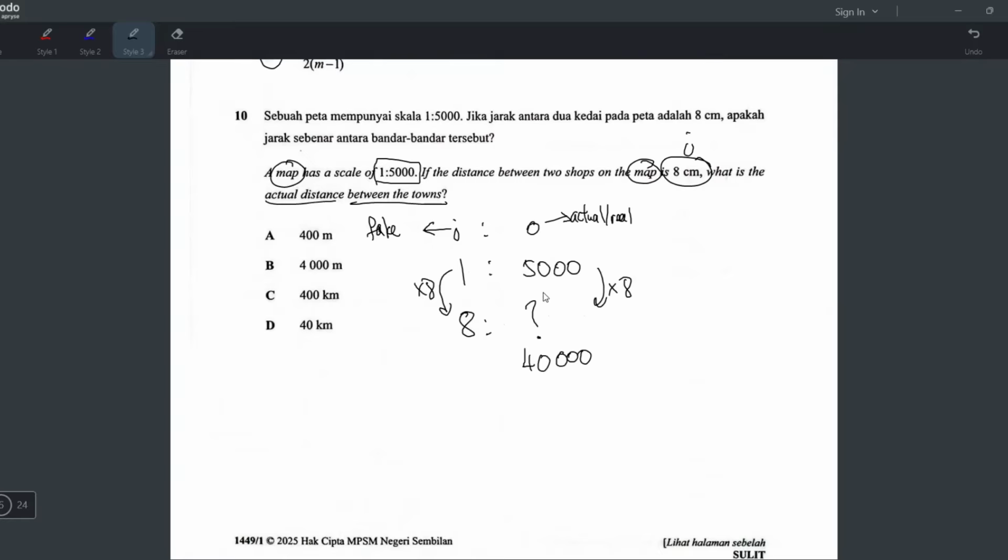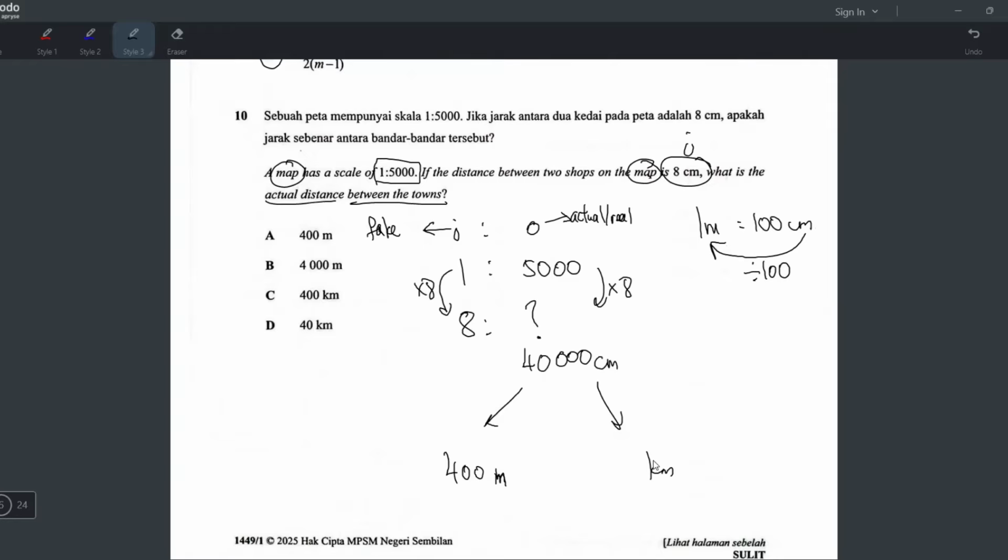But hold on, the unit is in cm here. The 8 here is in cm, so this will come out in cm also. If you look at A, B, C, D, all the answers are not in cm. It's either in meter or km. So let's convert to meter and km. How do you convert meter to cm? 1 meter is 100 cm. So if you want to convert cm to meter, you divide by 100. That gives you 400 meter.